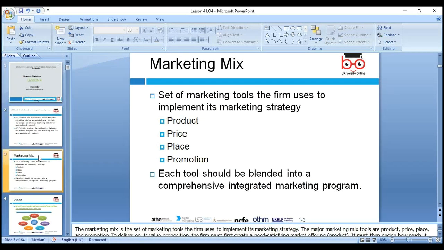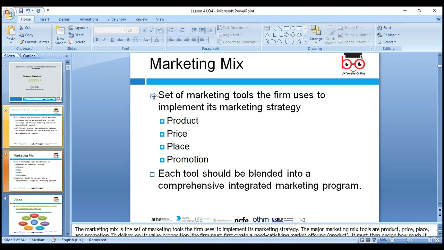So what is the marketing mix? It is also known as the 4 P's, the initial concept: a set of marketing tools that the firm uses to implement its marketing strategy. They set up the marketing strategy to achieve the organization objective. So what is meant by marketing strategy? Strategy means an action plan.